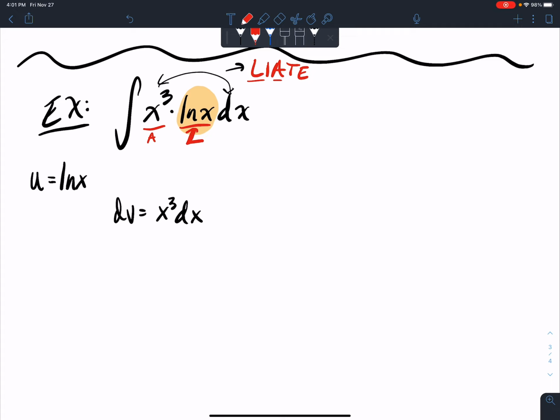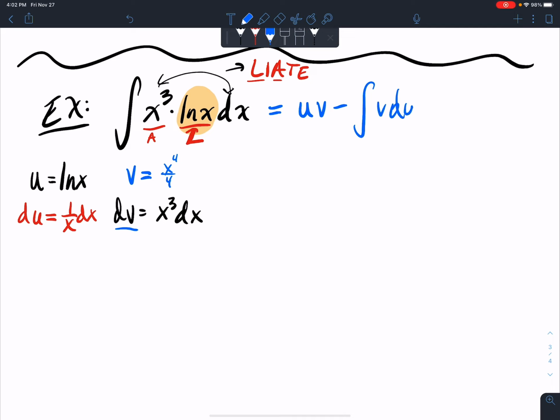So what is the derivative of u? That's du, which is 1 over x dx. And what is the integral of dv? That's v, which is x to the 4th over 4. Okay, if I add 1 to 3, I get 4. If I divide by 4, I get that right there. So now, remember the formula is integral uv minus v du, right? So what is this equal to?